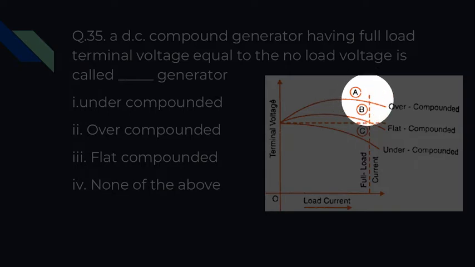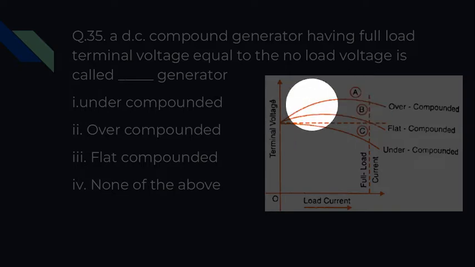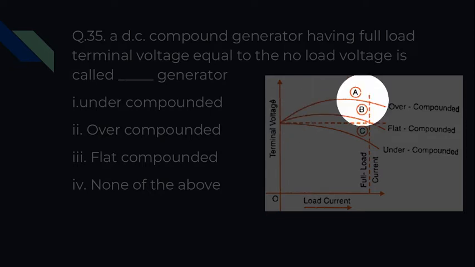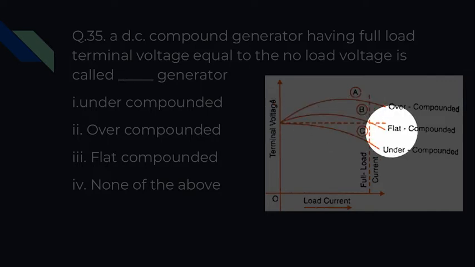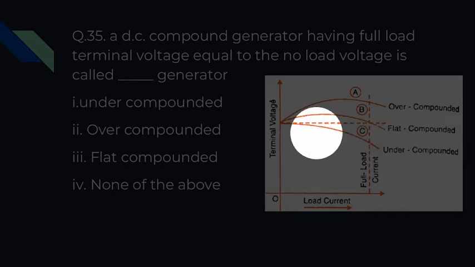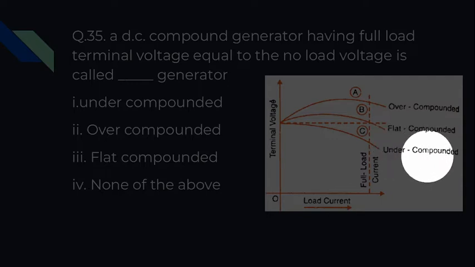Look at over compounded. In over compounded, the voltage increases; at no load the terminal voltage is less, whereas at full load the terminal voltage is higher. If the terminal voltage is higher at full load, it is called over compounded. If the terminal voltage is the same as the no load voltage, it is called flat compounded. If the terminal voltage is less than the no load voltage, it is called under compounded. So for this question, option 3, that is flat compounded, will be the answer. I also explained the under compounded and over compounded concepts here, so even if they change the question, you can answer it easily.